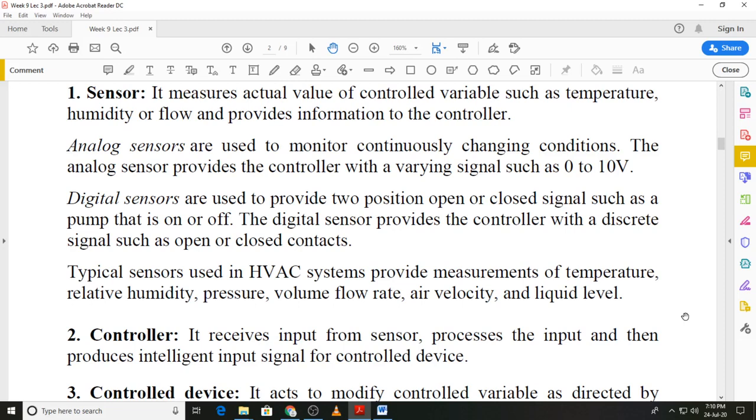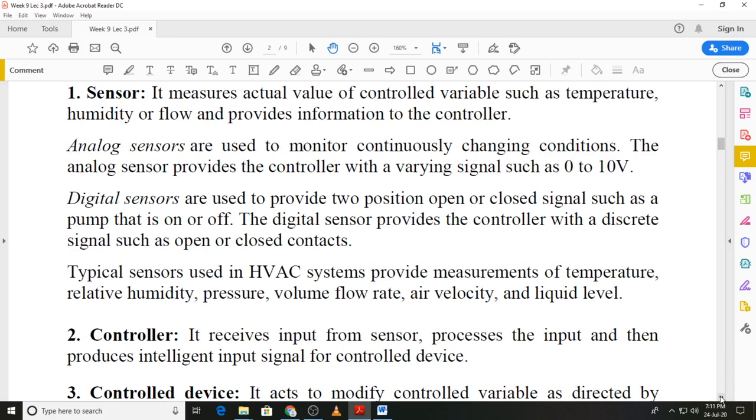The controller functions to receive the inputs from the sensor. It processes the input and produces that intelligent input signal for the control device. So the output of the controller would be an intelligent signal that will then accordingly cause the control device to operate.